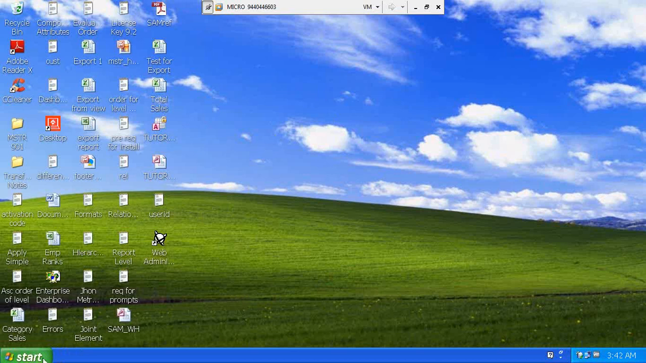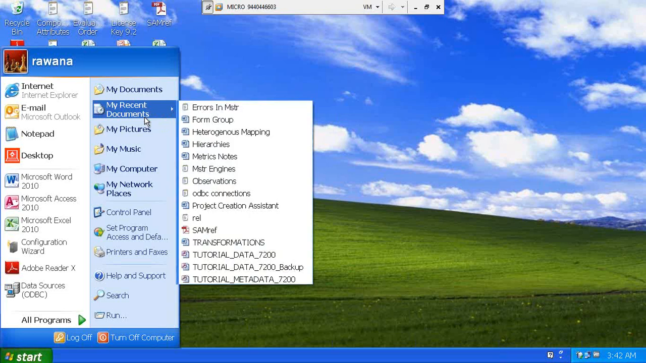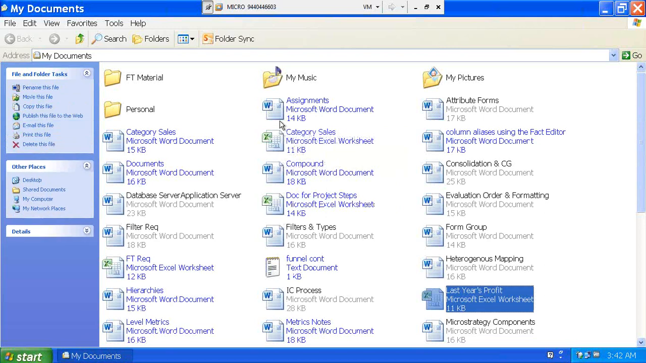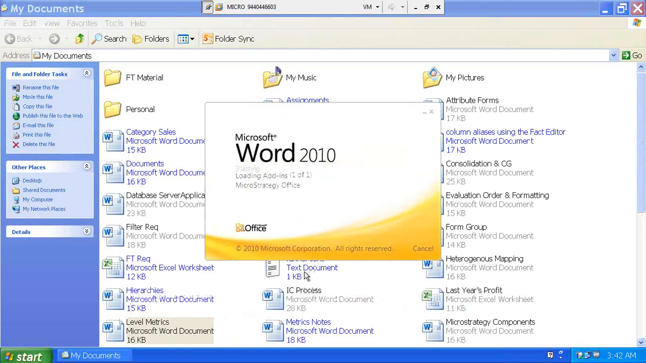So let us first understand what are level metrics. If you are defining a particular level for the calculation of metrics, then it is known as a level metric.